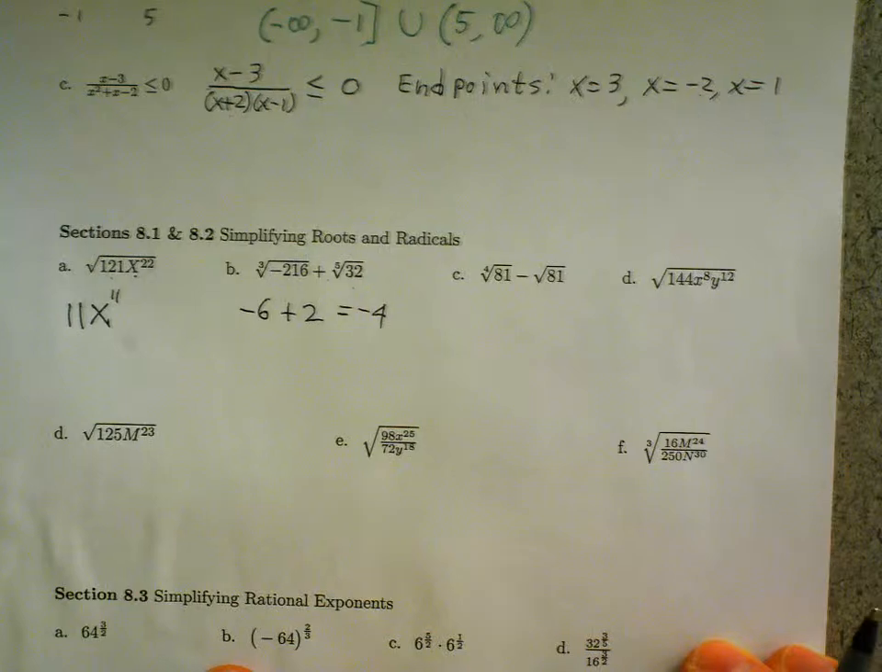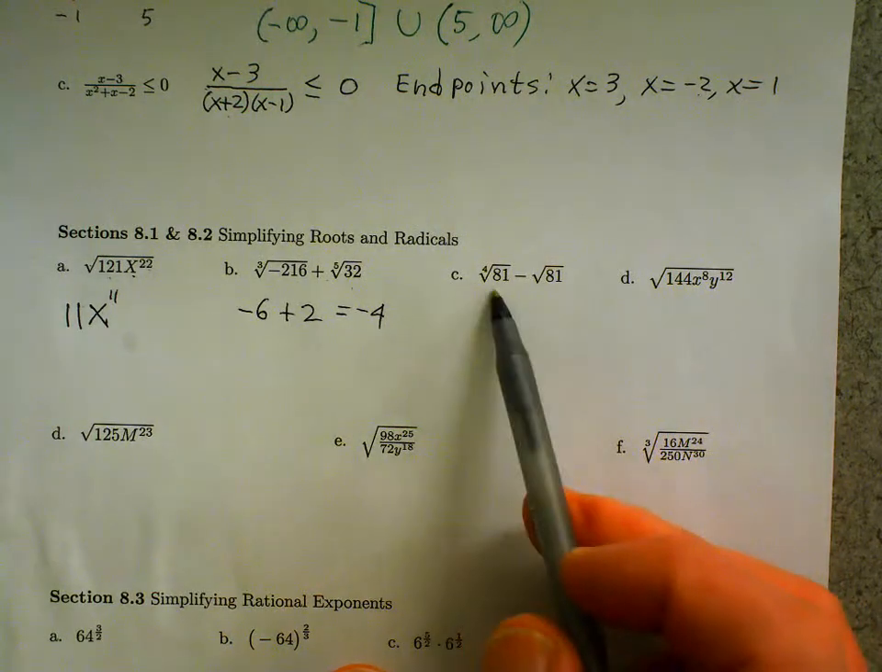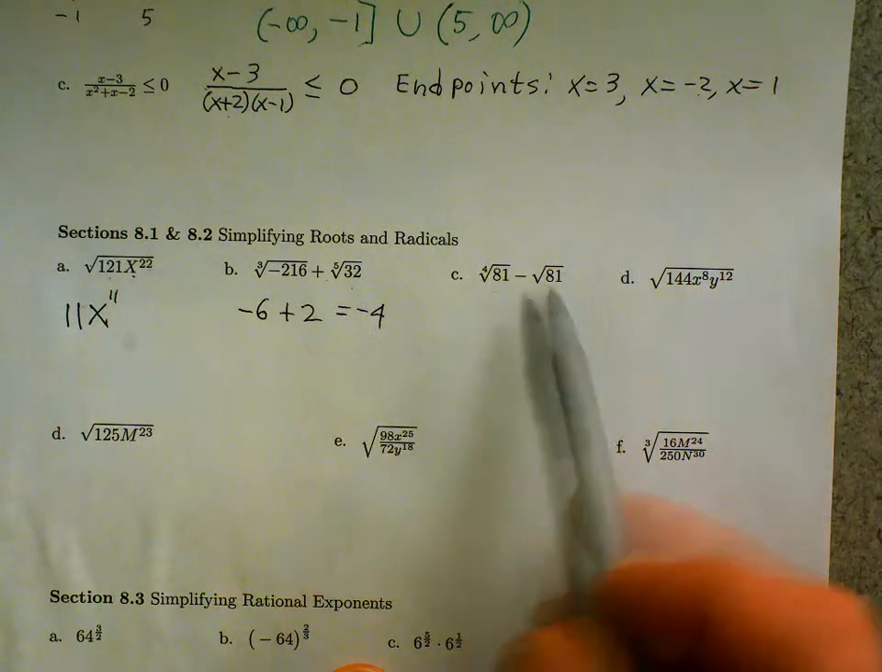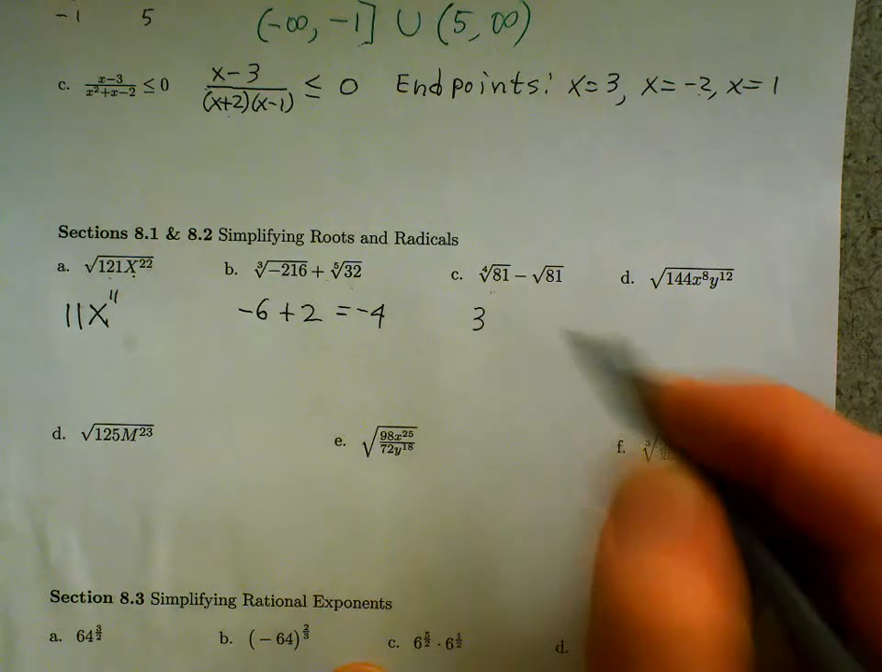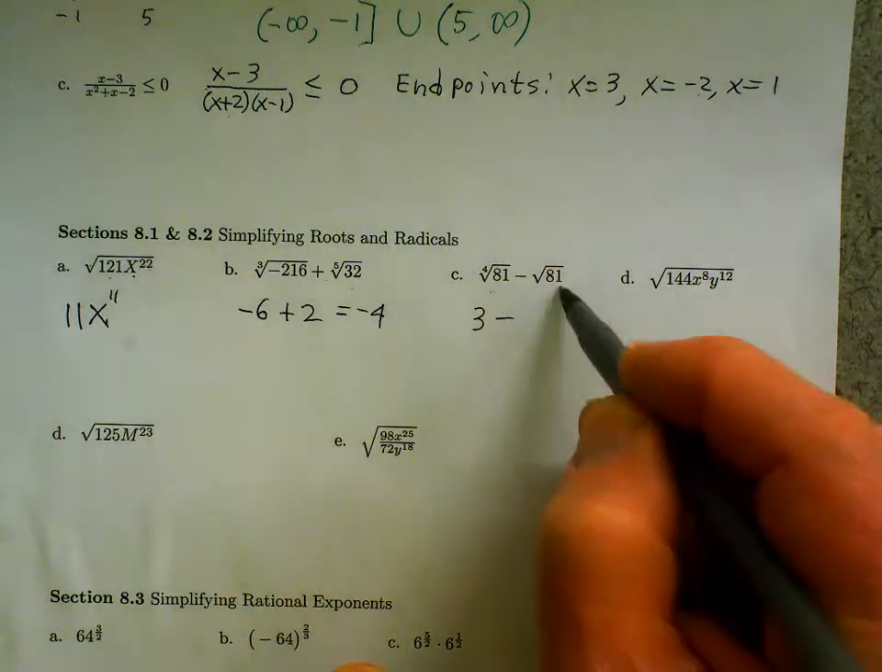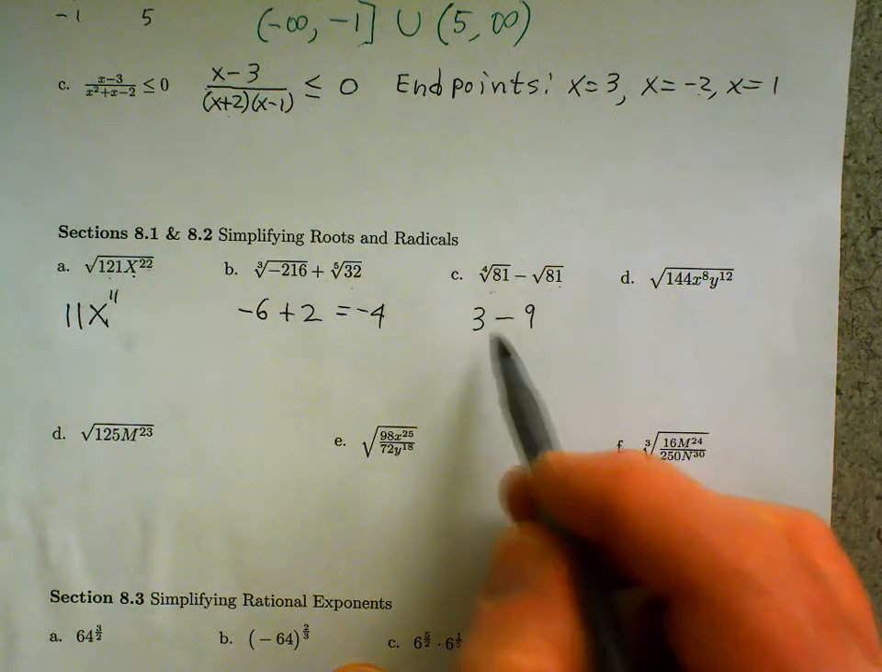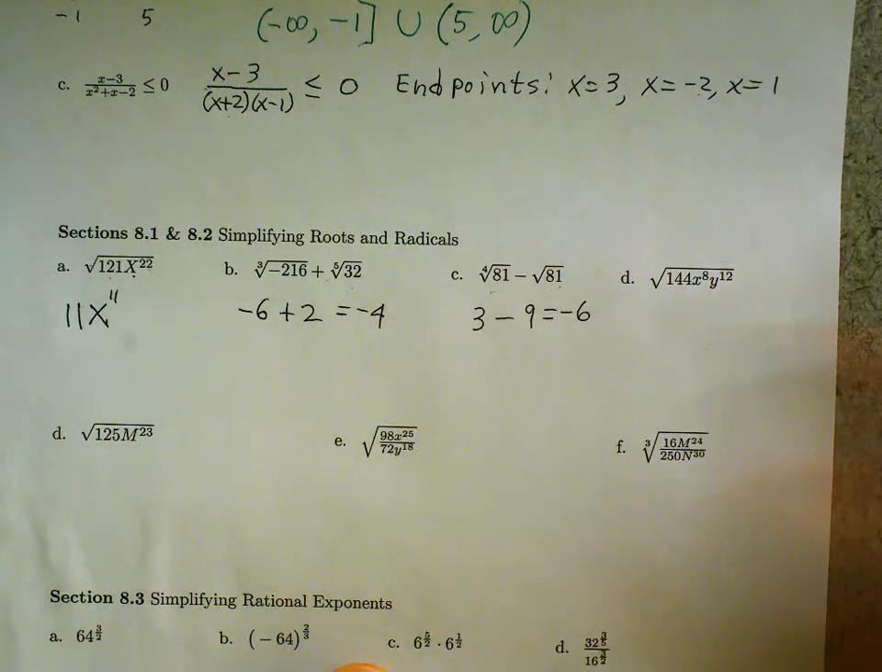Okay, in the next example, the 4th root of 81 minus the square root of 81. The 4th root of 81 is 3. And the square root of 81 is 9. And then 3 minus 9 is -6.